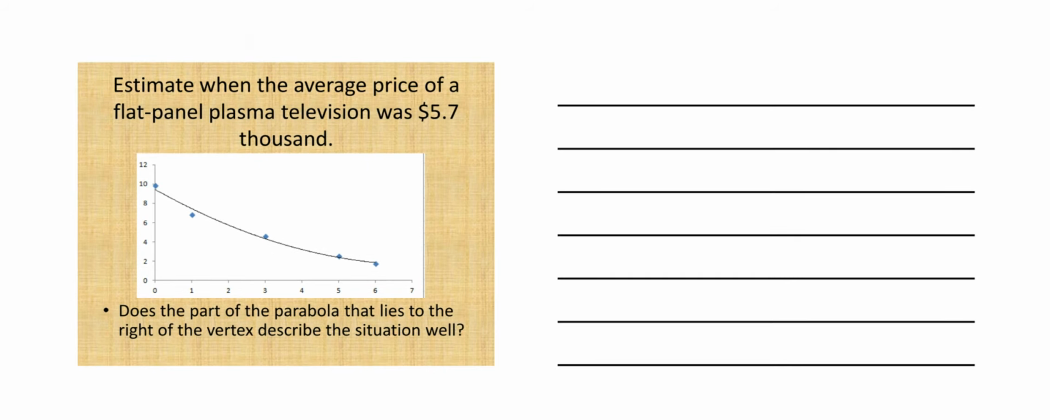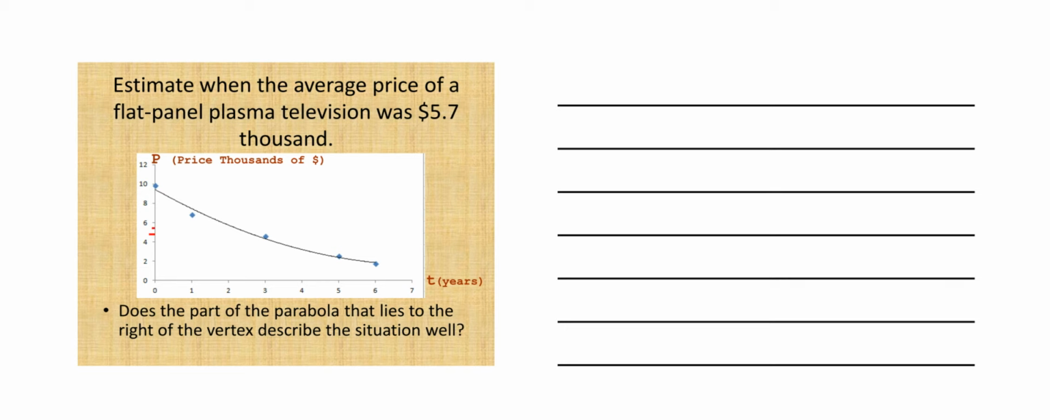Estimate when the average price of a flat plasma television was 5.7 thousand. So, just like a linear graph, you're going to have to answer questions. And likewise, in this case, let's assume that the price P is in thousands of dollars. That's my Y variable representative. The X variable representative is T, years. So let's answer the question first.